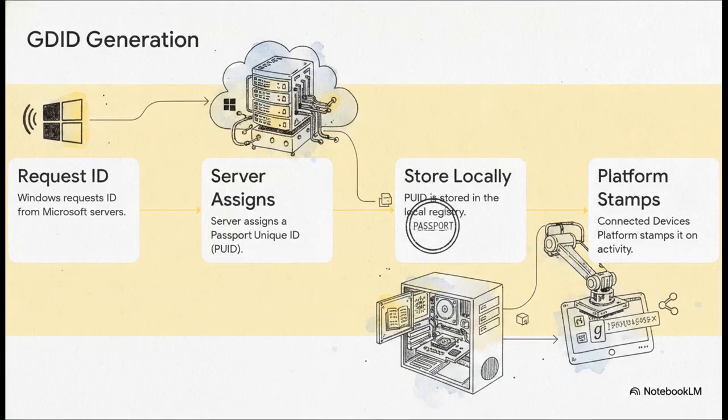So how exactly does this identifier get stamped onto your machine? Well, step 1, a Windows system service requests an ID when your device connects to Microsoft infrastructure. Step 2, the Microsoft server assigns a Passport Unique ID, or PUID. And the absolute crucial takeaway here is that this identifier isn't computed locally from your hardware, it's a server-assigned string. Step 3, it gets stored right in your local registry in plain text. And finally, step 4, the connected devices platform reads it, slaps a lowercase g in front of it, and stamps it onto your PC's activity to power all those cross-device cloud features like Phone Link and Nearby Share.